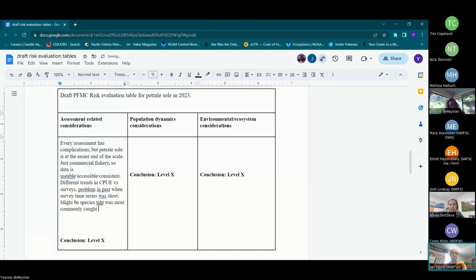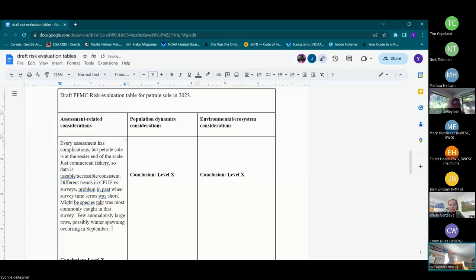And there have been a few sort of anomalously large tows that seem to be winter spawning aggregation-like, but occurring in September, so that makes the index a little bit noisier. But in general, the model has been able to fit the 2019 model, and the preliminary work we've done so far for 2023, the model's able to fit that index quite well. The index was low in the beginning, starting in 2003. After about 10 years, it went steeply upwards, and now it's been kind of at a higher plateau for the last 10 years, 8 years.